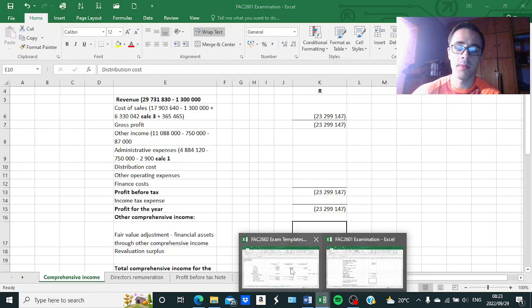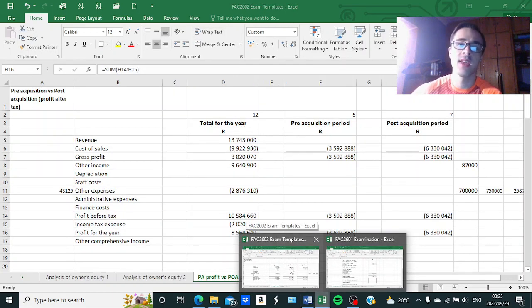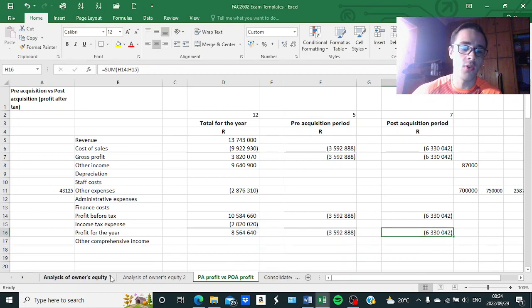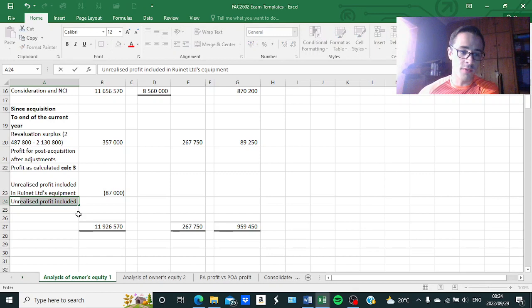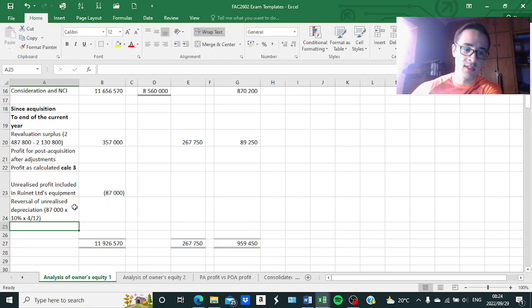Because the subsidiary made a profit, the adjustment regarding the unrealized depreciation must also be shown in your analysis of owner's equity. So we need to show the reversal of unrealized depreciation. Okay, and we have calculated that. This is just for completeness. You don't have to show it twice. Just make sure that the marker is able to see how you've calculated a certain amount.